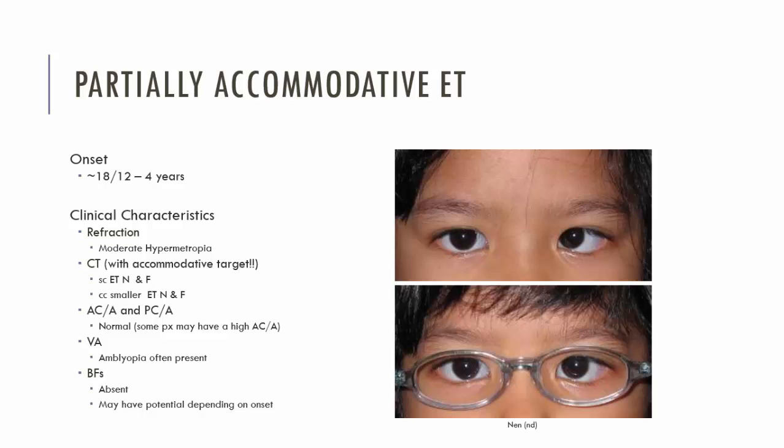If in doubt, the patient with a partially accommodative ET will not respond to bifocals. When you give the patient additional plus, they do not attain BSV. A patient such as this should still be classified as a partially accommodative ET with a convergence excess pattern. You shouldn't call it a convergence excess accommodative ET.